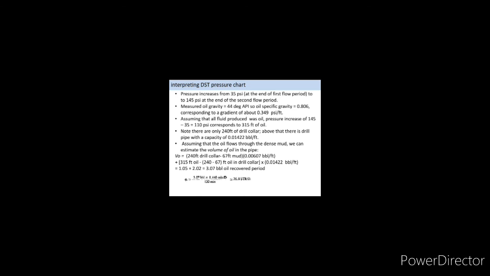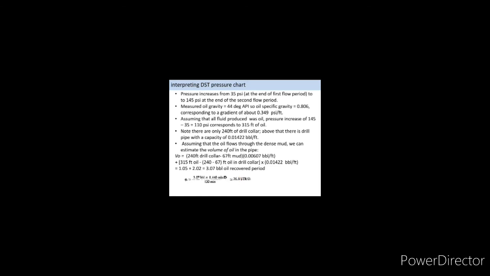Now we will multiply it with the drill pipe capacity, that is given as 0.01422 barrels per feet. This will give the volume of that fluid in the drill pipe. Then we do a summation of both these values and we get the total barrels of oil recovered during the second flow period, and then we divide by the time taken for the second flow period. Here we have taken 120 minutes, and then we can get stock tank barrels per day. So yeah, this is the end of my presentation.